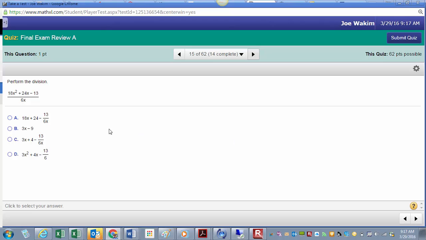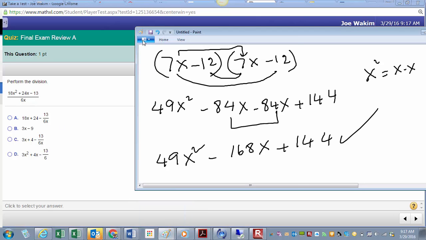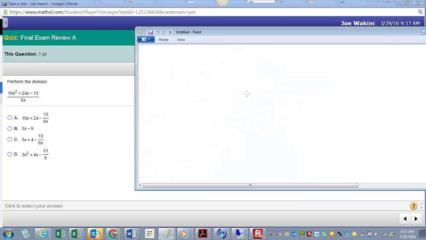Number 15. Perform the division. So here we have to split this into 3 fractions. Let's do that. We got to split this into 3 fractions. So we have 18x squared over 6x plus 24x over 6x minus 13 over 6x.